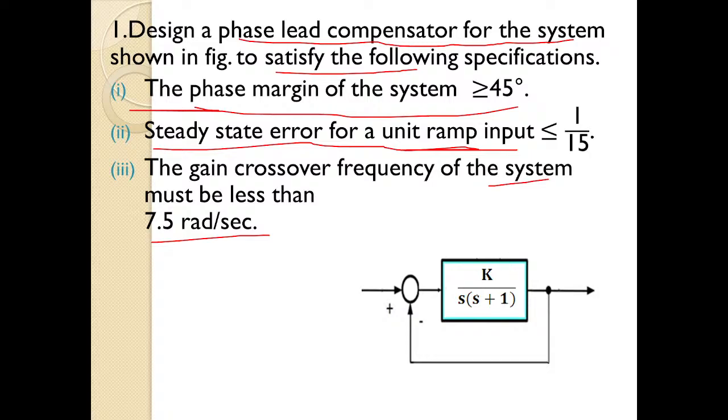So this is the given system, that is k by s into s plus 1 is the open loop transfer function, and you can see here it is a unity feedback system. They didn't specifically mention g of s in the question. Simply they have given the block diagram here, and the unity feedback system diagram has been given here.